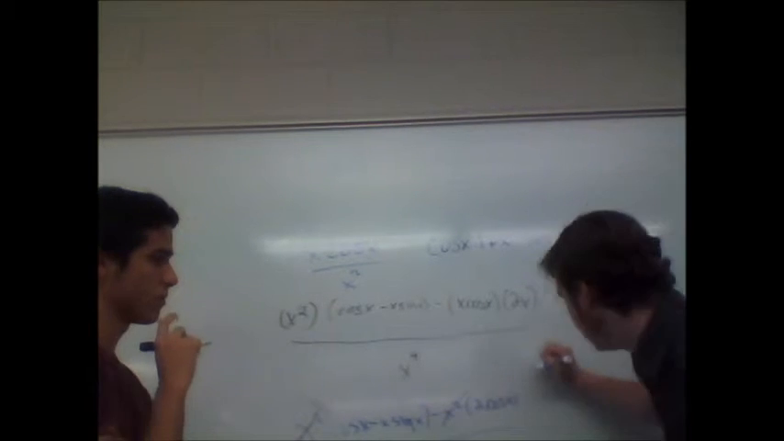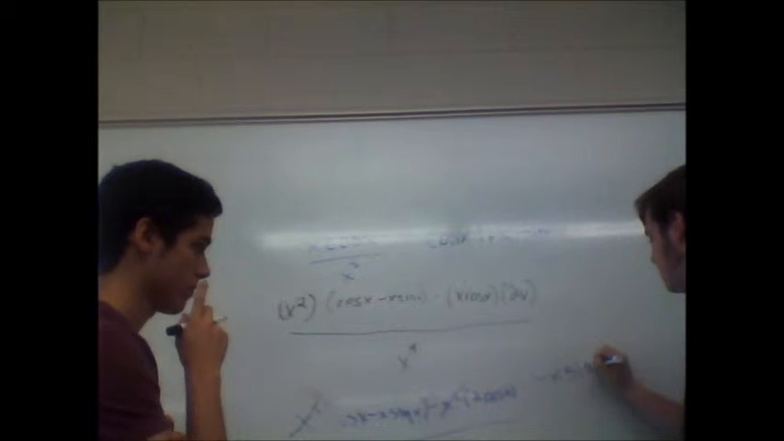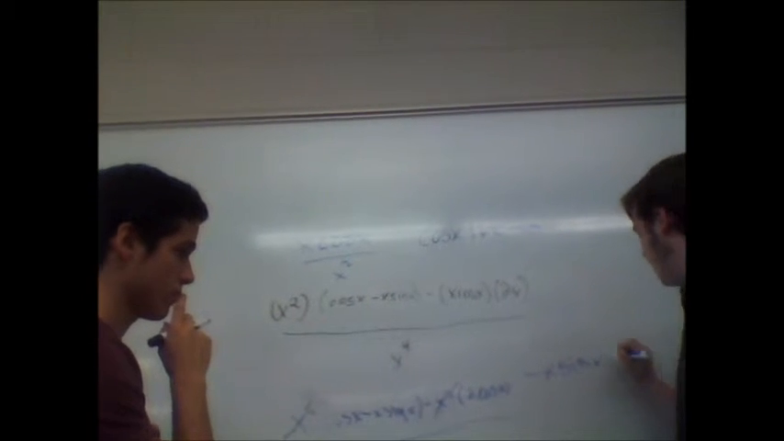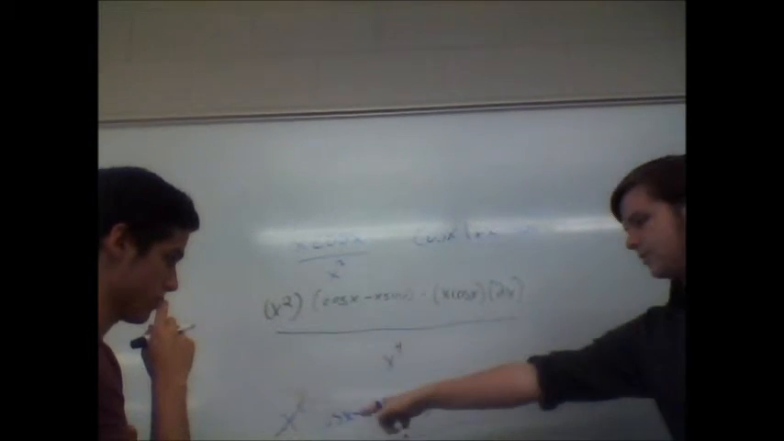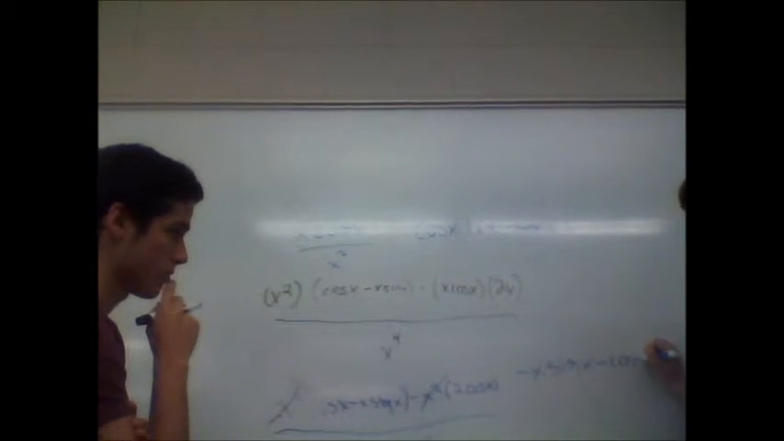Okay, so now that you have this, you have negative x sine x minus cosine x.